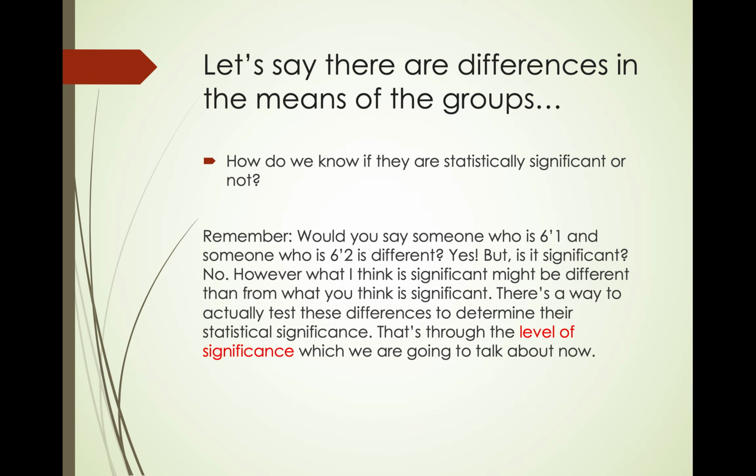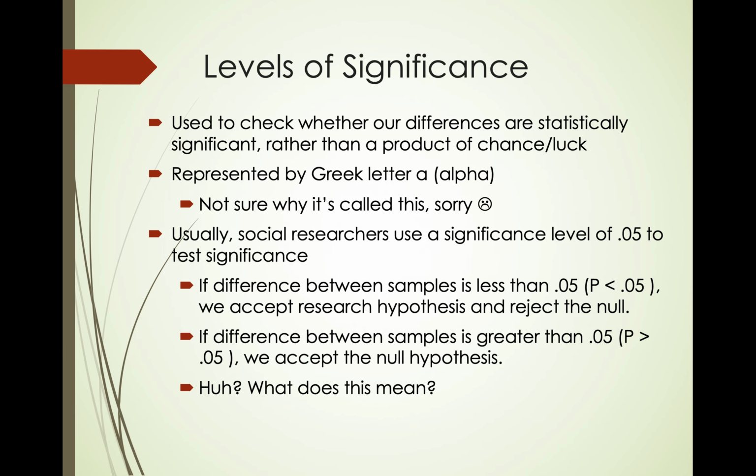But there's a way to actually test whether these are statistically significant. And you do that through what's called level of significance, which we're going to talk about now. The level of significance is used to check whether our differences are statistically significant rather than a product of chance or luck. It's represented by the Greek letter alpha. It's just called the alpha. I'm not sure why it's called that. I Googled around for a little while, couldn't figure it out, so I'm sorry. But that's what it's called. It's called the alpha.